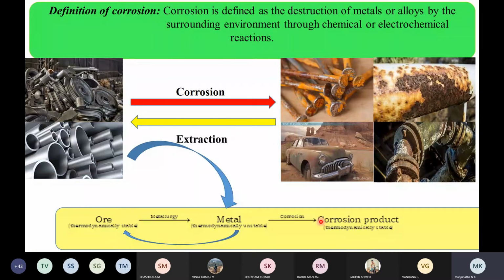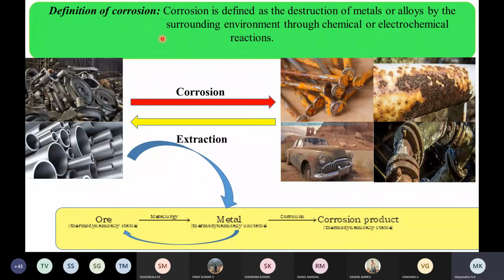Suppose a copper metal undergoes corrosion, a cupric oxide layer forms on the surface of the copper metal. That cupric oxide is called the corrosion product. So generally the corrosion product is an oxide layer of that metal. Is it clear? So this is the first topic, the definition of corrosion.